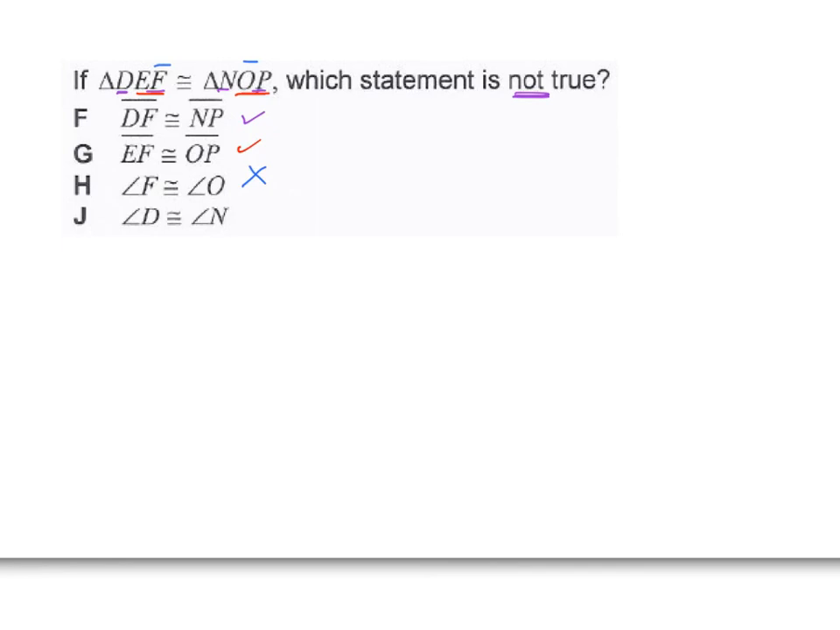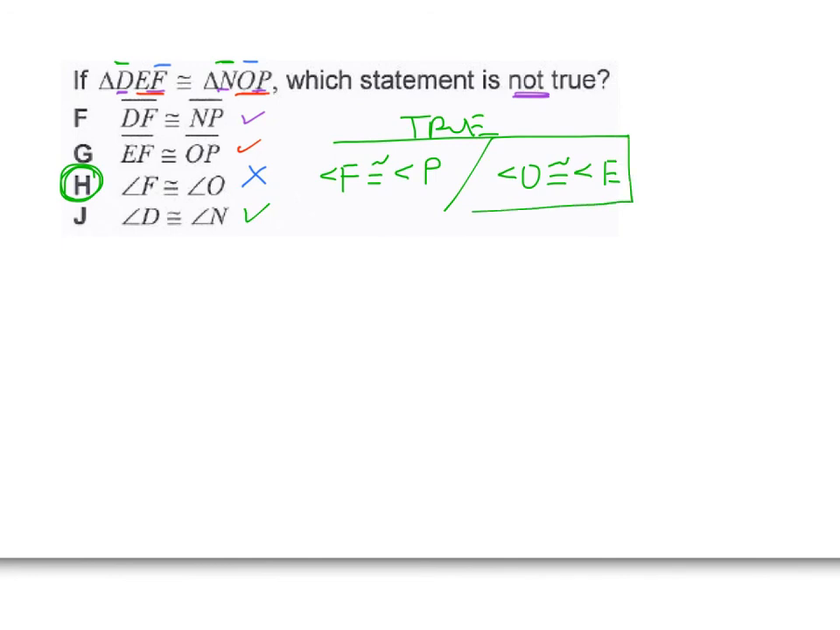And then angle D is congruent to angle N. Those are the first 2 letters. So the 3 that I've got checks on for work, so that means that letter H does not work, and that's because for the true statement, we would have to have angle F is really congruent to angle P, and angle O is congruent to angle E. So this is what you'd have to see if you wanted to write them as true statements. That's how you could have used those letters.